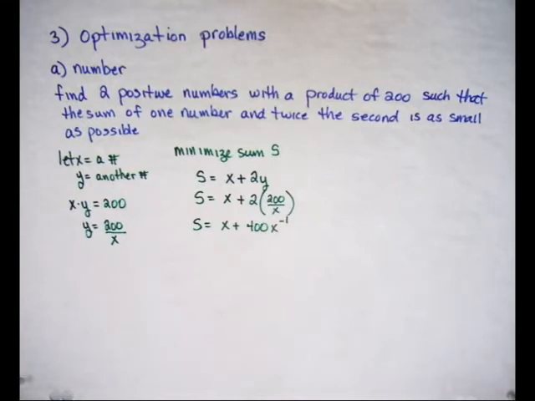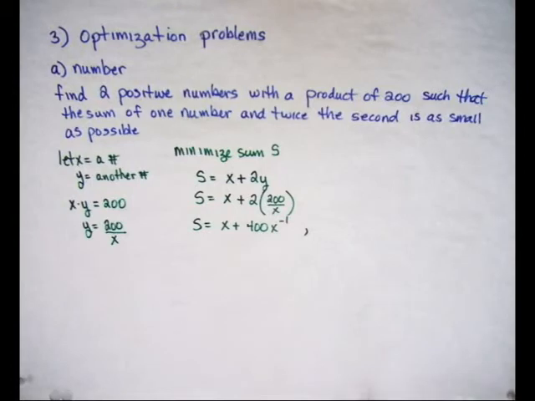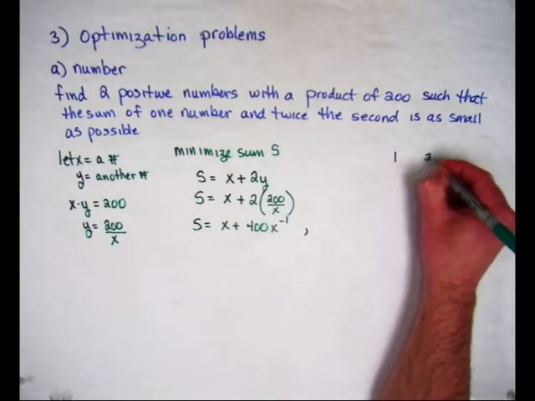Now, when you're doing optimization problems, you must set your restrictions. You must identify what the restrictions on x are. In this case, x is a positive number, so it has to be greater than 0, and the product has to be 200. So, imagine what you could let x equal. x could be 1, and the other number could be 200.